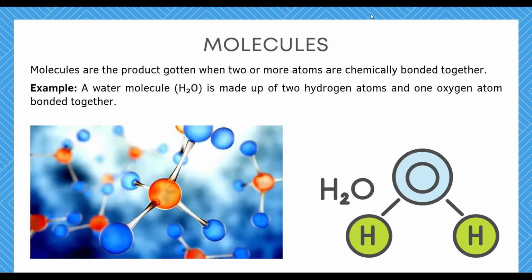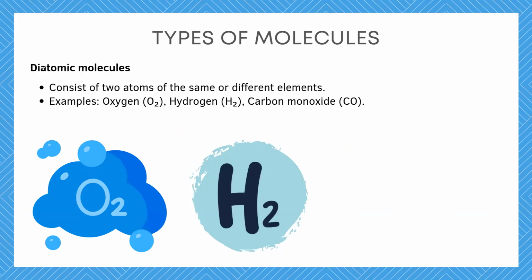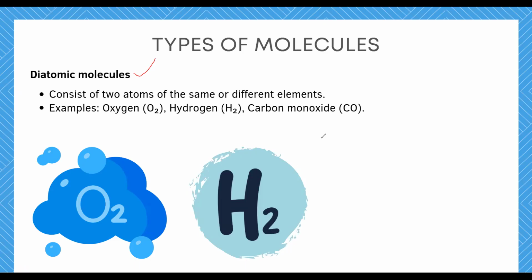So a very good example of a molecule is the water molecule. The water molecule is made up of two hydrogen atoms and one oxygen atom bonded together. That's why we have H2O. So here are the types of molecules that we have. Number one, we have the diatomic molecule. Can you say that after me, please? Diatomic molecules. Thank you very much. Diatomic molecule is simply the combination of two words, di plus atomic.